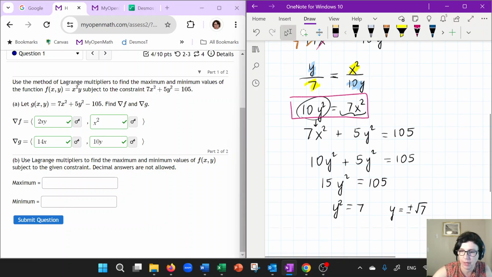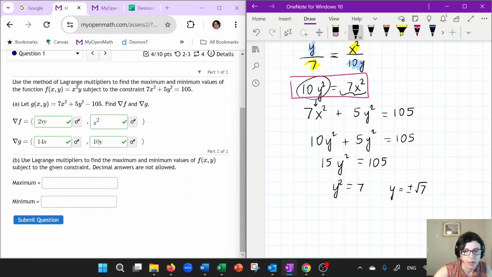So we have x squared. X squared is 10y squared divided by 7. Notice that in the function that we're trying to maximize and minimize, there is x squared in there. So we don't really need to get x, we need x squared. And so if I know that y squared is 7, that just gives me 10 divided by 7 multiplied by 7, and that gives me 10.